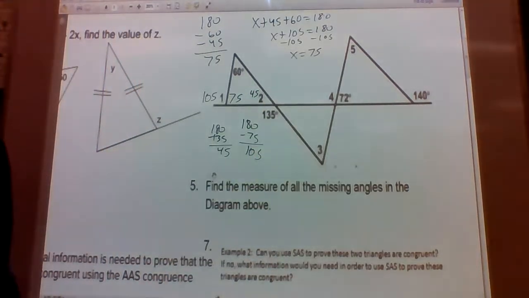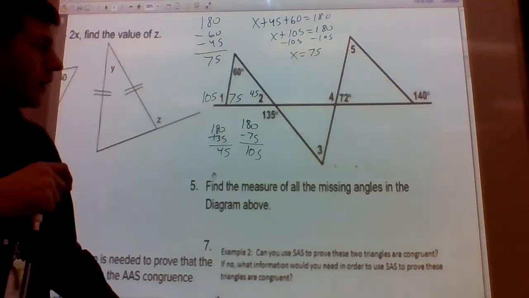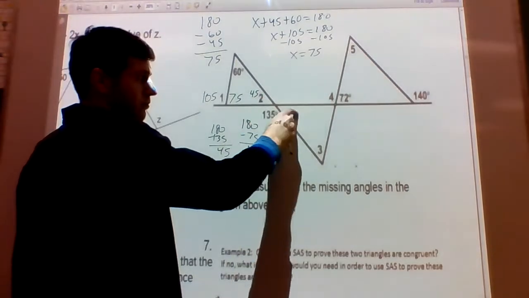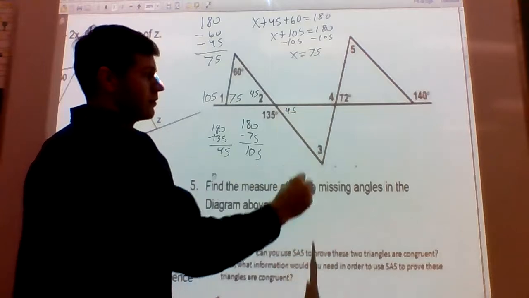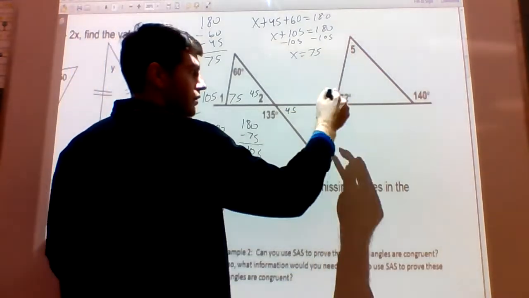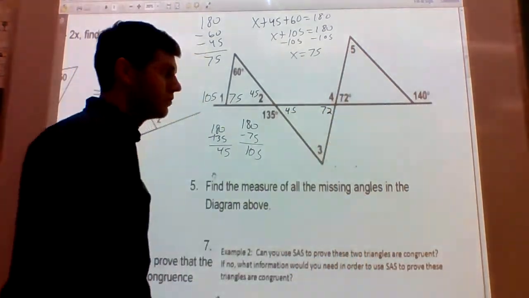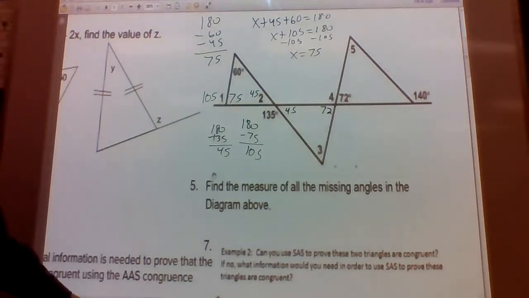Okay. It's hard to read some of these because I wrote over the angles. Vertical angles. So this one's going to be 45. Vertical angles. So this one's going to be 72. Okay, if you're ever stuck, look for vertical angles, look for linear pairs. There's lots of linear pairs and vertical angles on diagrams.